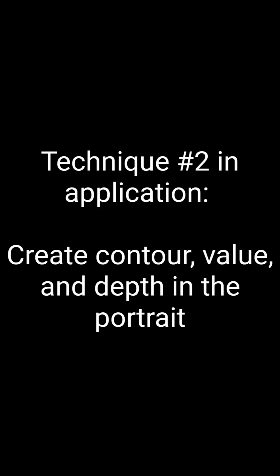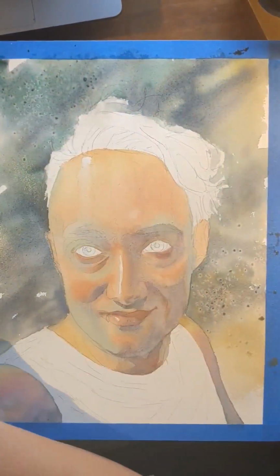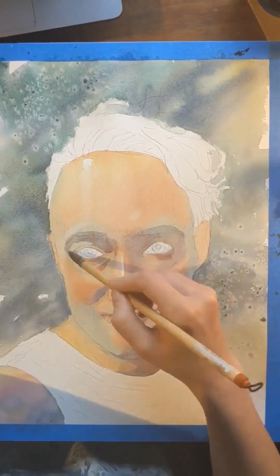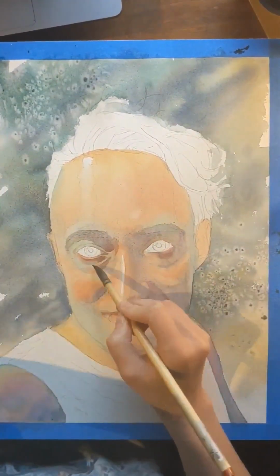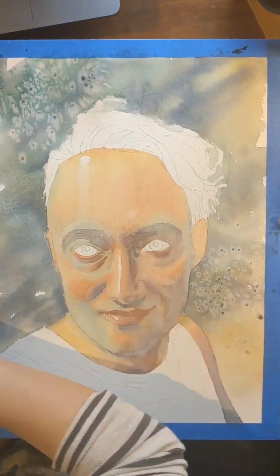Alright, let's look at this in application. Now I'm going to show you how to use this technique to build up a portrait by adding contour, value, and depth. Here we are back at the dried base layer, this time with bonus background. I'm starting to pick out shadows and contours on the face, building up those gradient shapes and lifting or blotting edges to soften the transitions where needed.